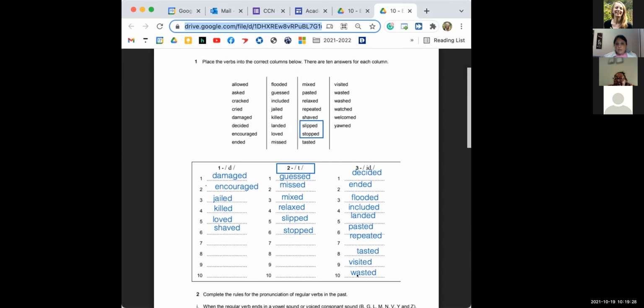Washed. Watched. Watched, third column. Watched. It doesn't add an extra syllable. If it's column 3, it gets an extra syllable. Washed. Then where will you put it? Column 2.